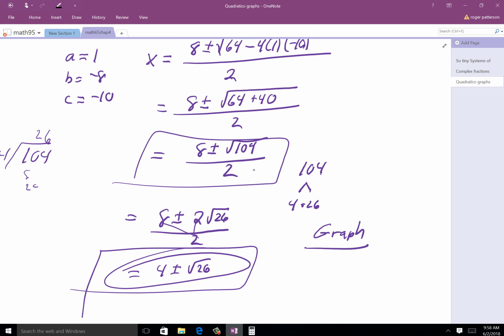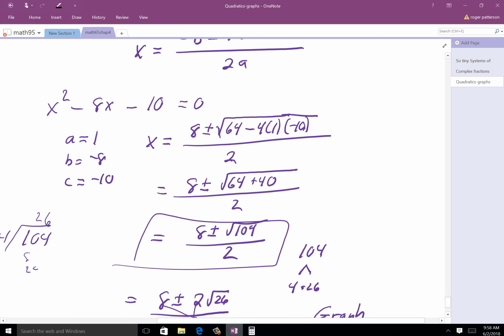So I'm going to type in y equals, the original equation. Don't type in the quadratic formula. I've seen that happen though. People will type that in, 8x minus 10. Okay. So here's the graph of it. The x-intercept is going to be the answer, so one answer should be negative 1.099. The other answer should be 9.099. That's way different than 8 plus or minus a square root of 104 over 2.